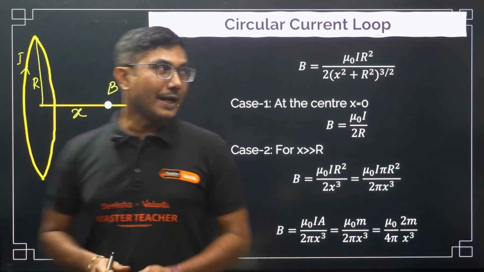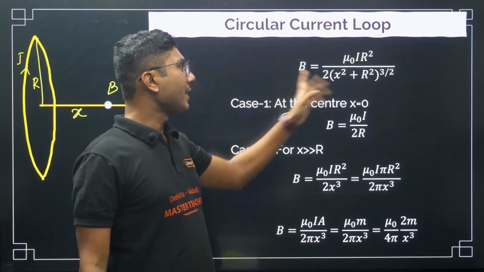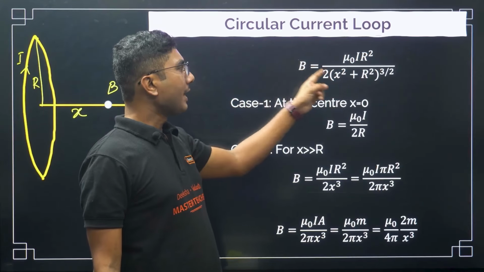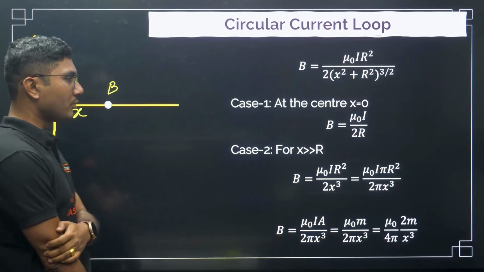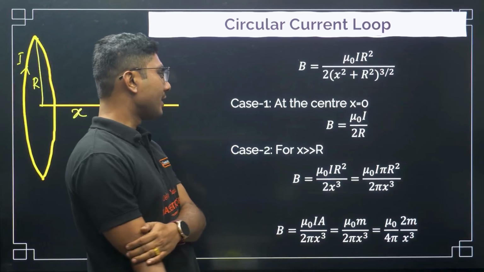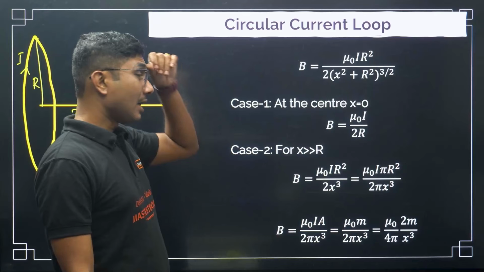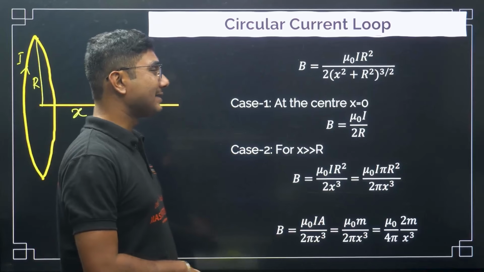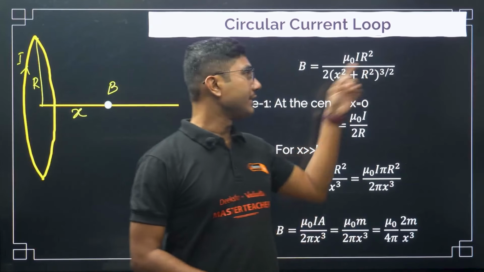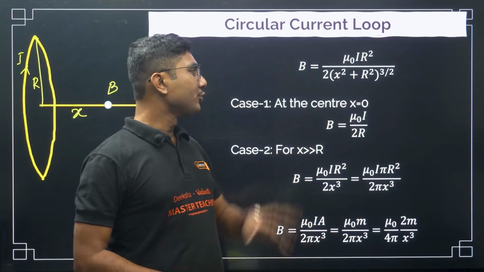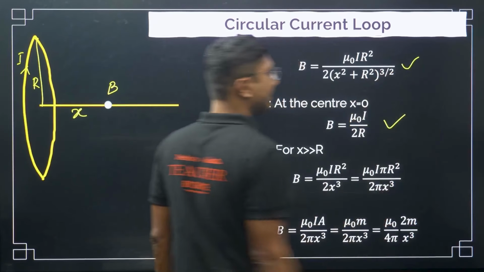The magnetic field at this point, the general expression, is given by mu naught I r square divided by 2 into (x square plus r square) to the power 3 by 2. Very important formula to remember. And if you are trying to find the magnetic field exactly at the center of this loop, then you have to put x equals 0 in the above expression, and it becomes mu naught I by 2r. These two formulas are very, very important for KCET.